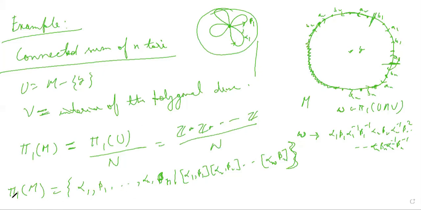So this fundamental group of M is going to be generated by these 2n generators, and we'll have only one relation, this one: the product of the commutators [αi, βi], that is, αi βi αi inverse βi inverse.